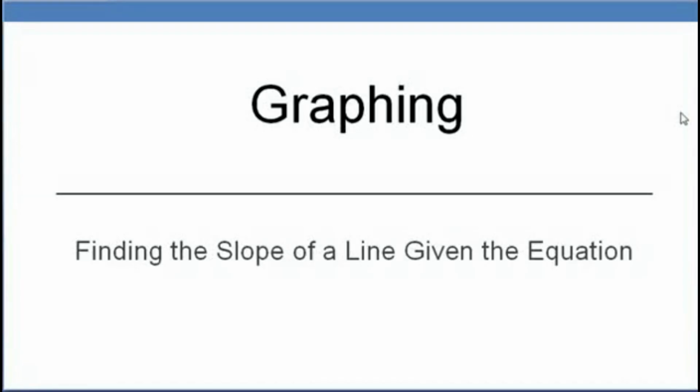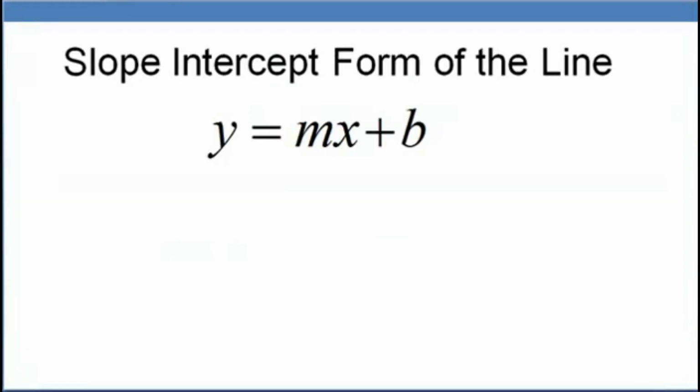Graphing. Finding the slope of a line given the equation. The slope-intercept form of the line, y equals mx plus b, is a form where we can easily read off the slope and the y-intercept. The slope is the coefficient of x, so m is our slope. And the b gives us our y-intercept.